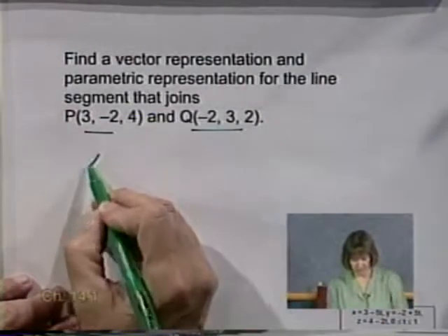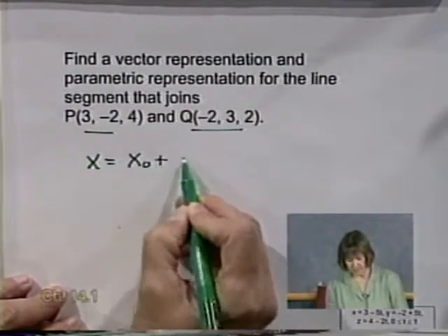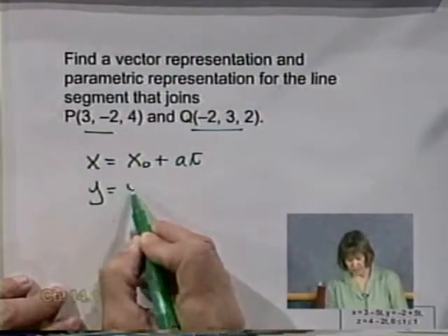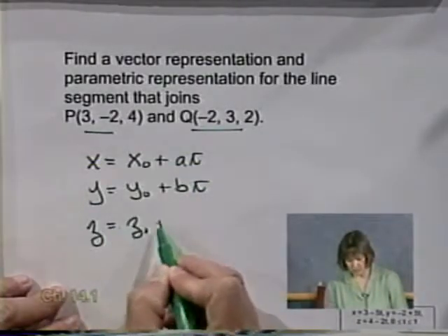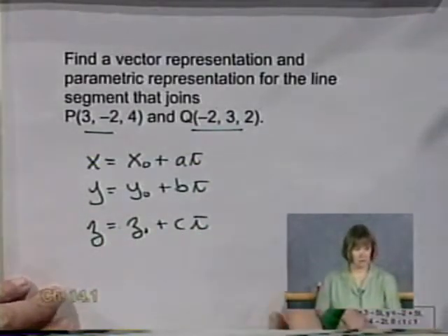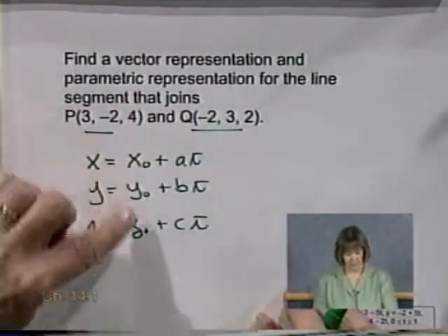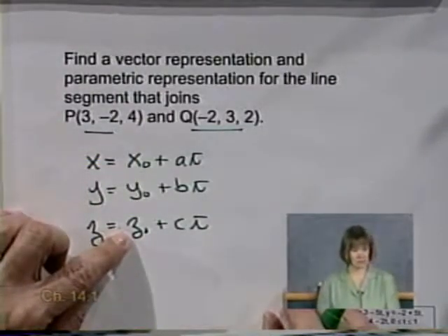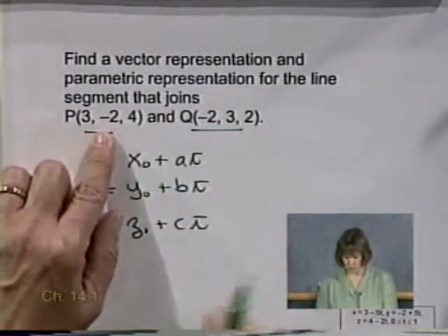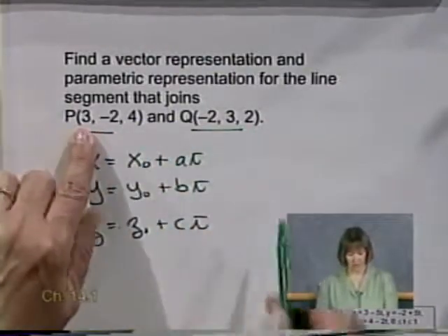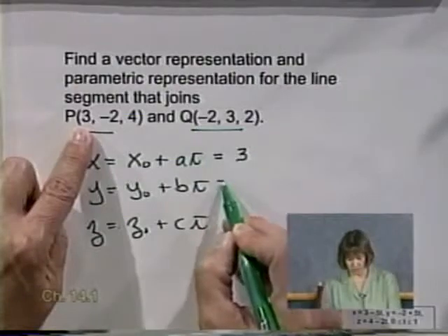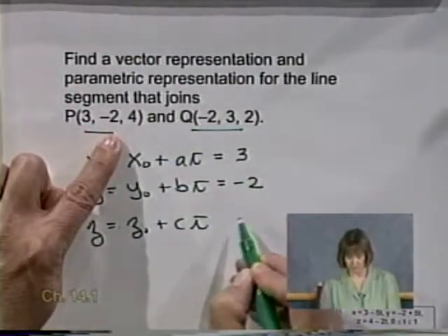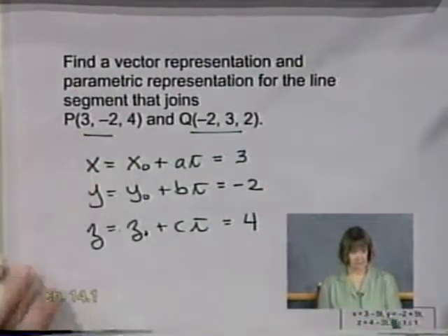The equation of a line is x equals x naught plus at, y equals y naught plus bt, and z equals z naught plus ct. All we have to do is figure out a point. x naught, y naught, z naught is a point that's on your line. Well, they gave me 2 of them, so you could use this one or this one. I'm using this one, so I'm going to use 3 for x naught, -2 for y naught, and 4 for z naught.